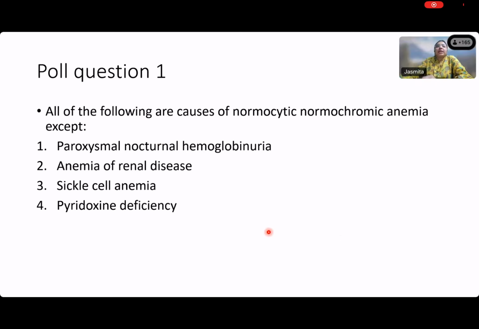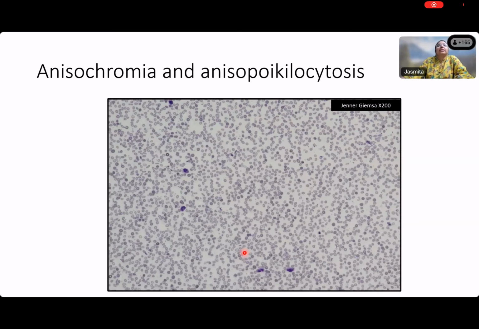So everybody who's answered 4 is correct. So pyridoxine deficiency usually causes a macrocytic anemia. Sickle cell anemia is classically a normocytic normochromic anemia unless you're dealing with sickle beta thalassemia. And anemia of renal disease usually again is normocytic normochromic. It sometimes may have a microcytic component, but by far it is also classified into the normocytic normochromic anemia. So the correct answer is pyridoxine deficiency.